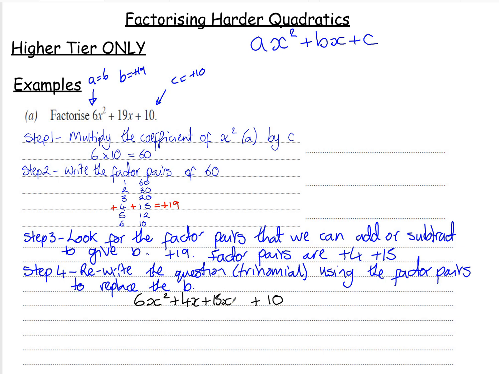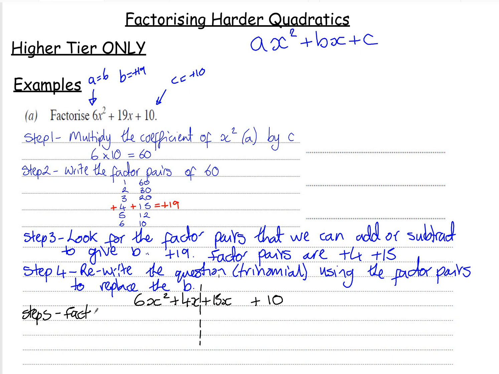The next step is that we draw a little dotted line cutting this in half. So we're going to have 6x squared plus 4x, dotted line because that sign there is attached to that 15x, and then you've got plus 10. Okay, so we cut this in half.